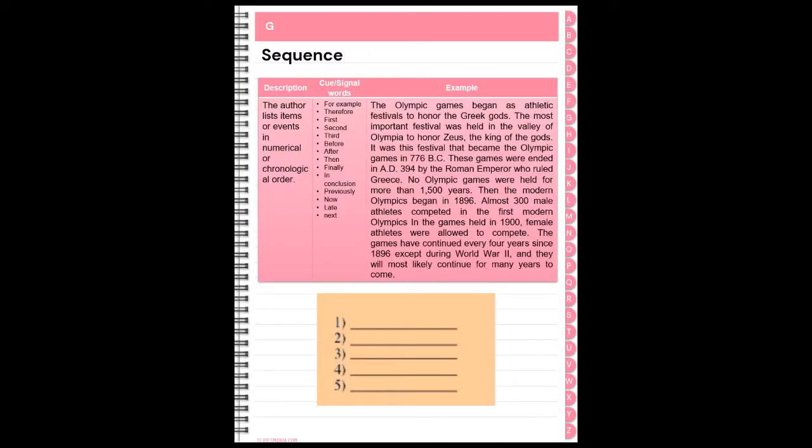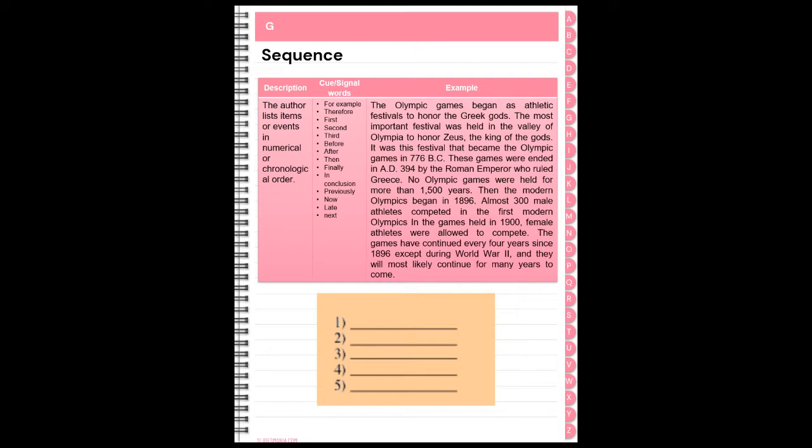Sequence. The author lists items or events in numerical or chronological order. The signal words are, for example, therefore, first, second, third, before, after, then, finally, in conclusion, previously, now, later, next.